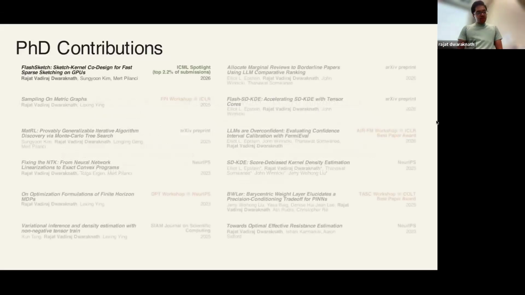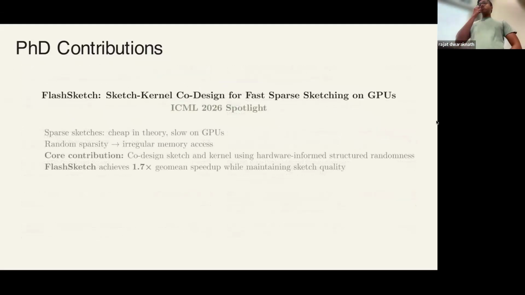And then the culmination of my PhD is my most recent work, as Mert said, called FlashSketch. This was just accepted to ICML as a spotlight paper. At a high level, it deals with the problem of sparse sketching on modern computing hardware. Sparse sketches have been studied a lot theoretically, and they're very cheap in theory. But that doesn't translate naturally to actual performance on GPUs. The reason for this is that the random sparsity introduced in them leads to irregular memory accesses.